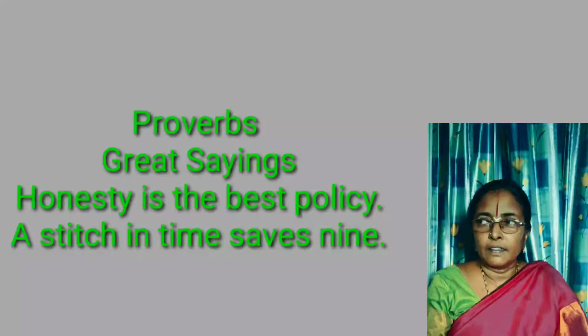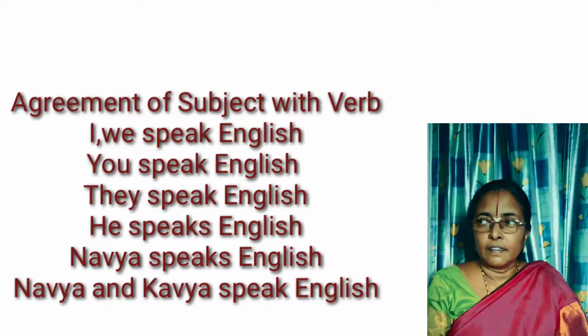Now let us know agreement of subject with verb. We already discussed the word which comes before the verb is called subject. Now let us see the sentences given here. I or we speak English. Second sentence, you speak English. They speak English. He speaks English. Navya speaks English. Navya and Kavya speak English.